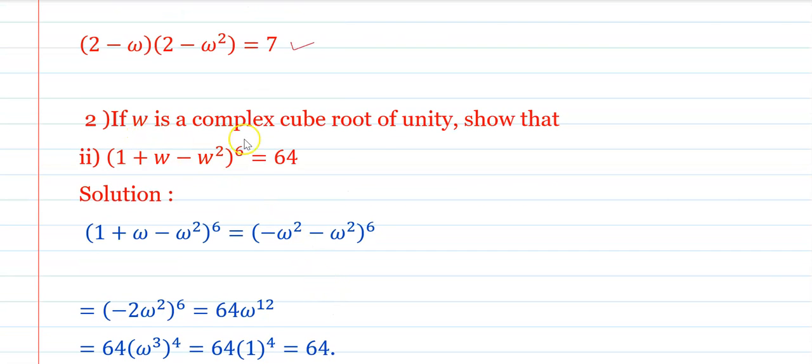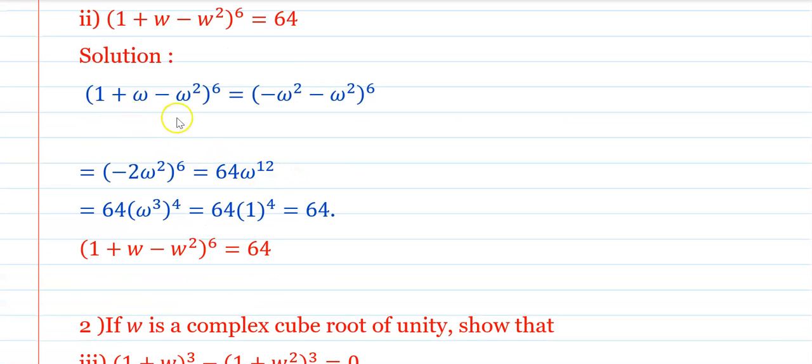Next, again omega is a complex cube root of unity, then show that (1 plus omega minus omega square) bracket raised to 6 is equal to 64. Now the value of 1 plus omega is minus omega square, because we know 1 plus omega plus omega square equals 0. The value of 1 plus omega equals minus omega square. पुन्हा आपण इथे minus omega square घेत असतो. Minus omega square and minus omega square, you will get minus 2 omega square.